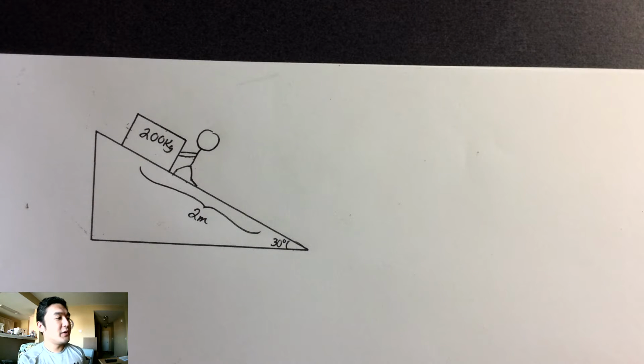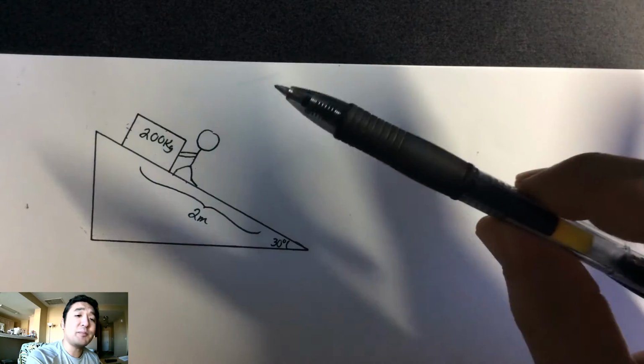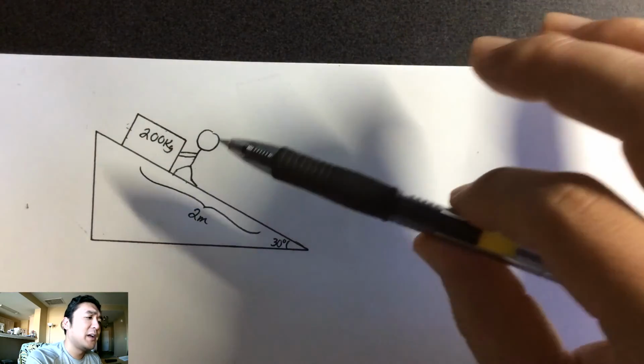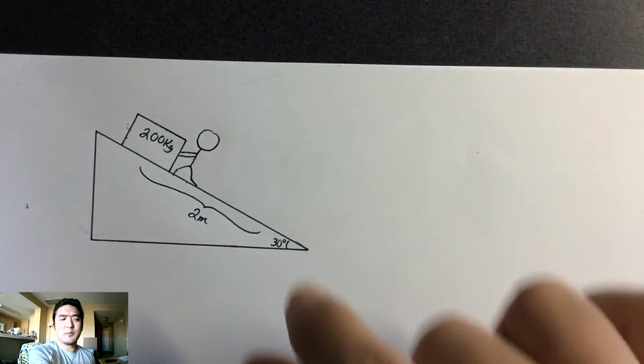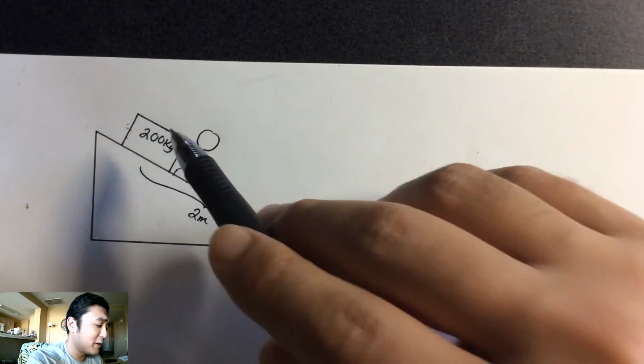We have Mastering Physics, and one of the problems in Mastering Physics, I think the first one, is where you have a guy, and he's pushing a piano, and the piano is sliding down an inclined plane, and my guy's probably going to fall backwards, but whatever.